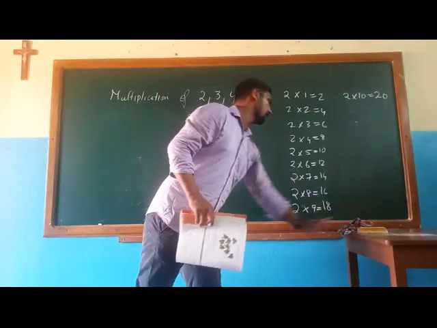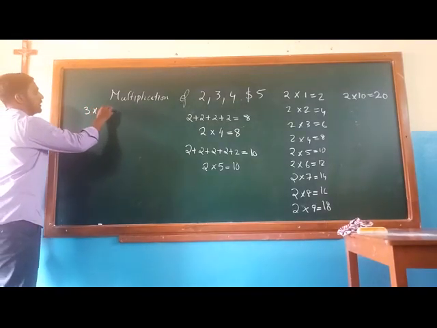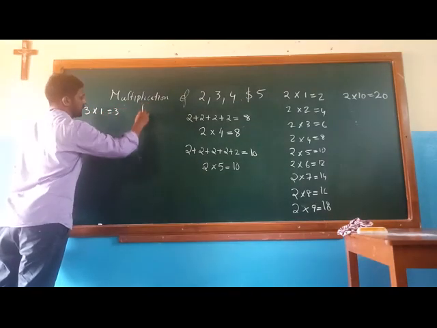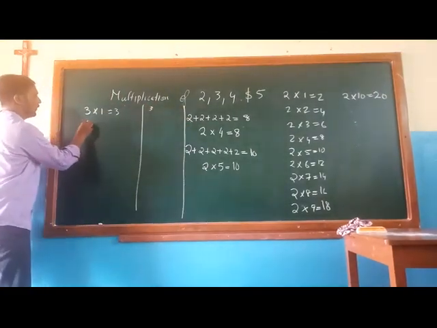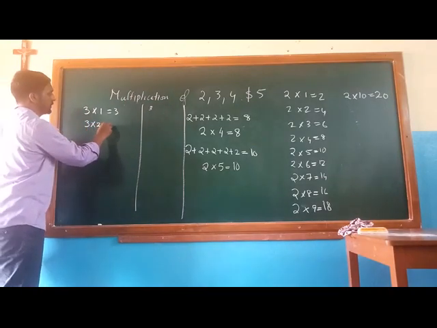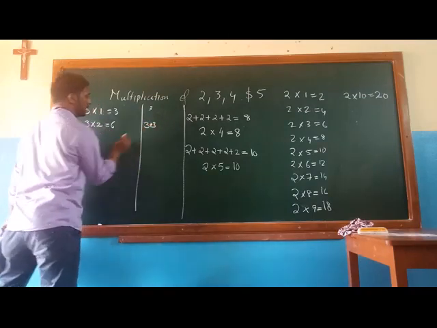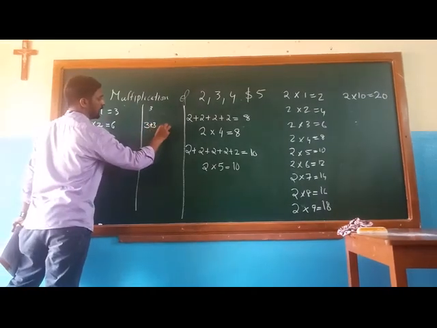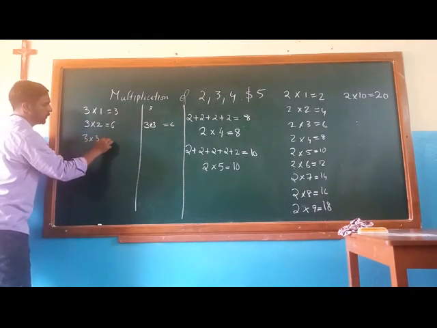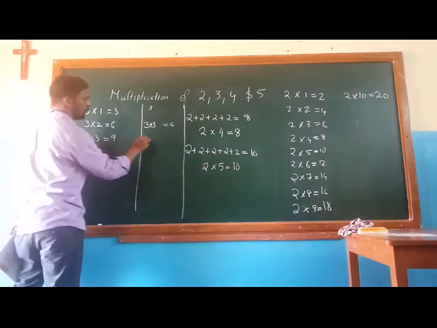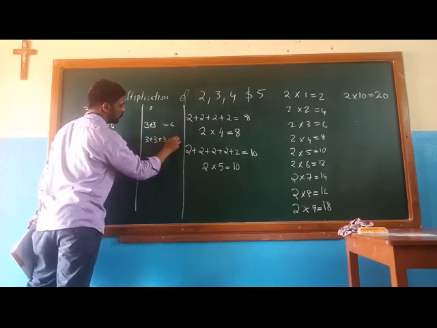Okay, so let us see addition of 3. So if you add 3 for 1 time, you will get 3. So that is 3, I will show you here. If you add 3 for 2 times, you will get 6. 3 plus 3, so you see 3 plus 3 is equal to 6. If 3 is multiplied for 3 times or repeatedly added for 3 times, you will get 9. 3 plus 3 plus 3, that is equal to 9.